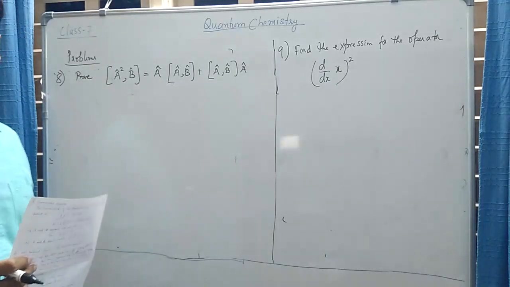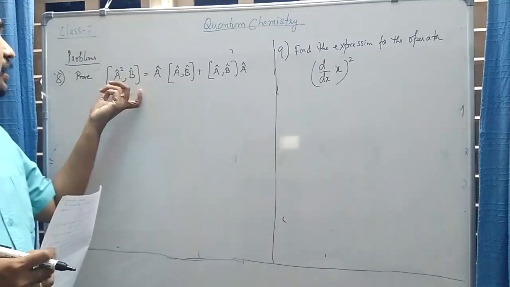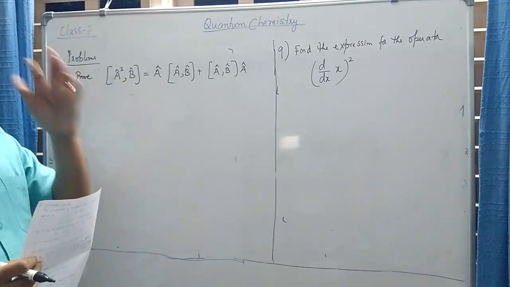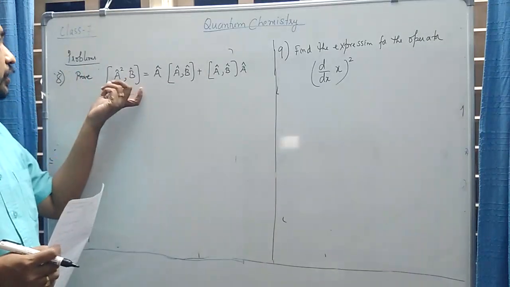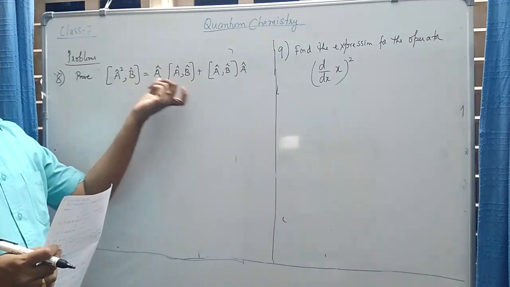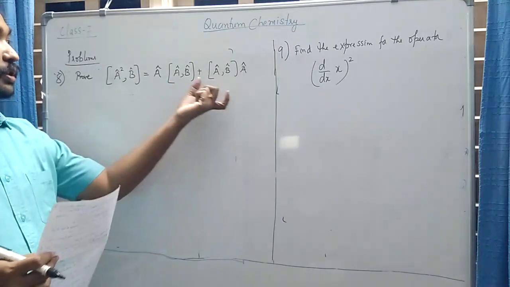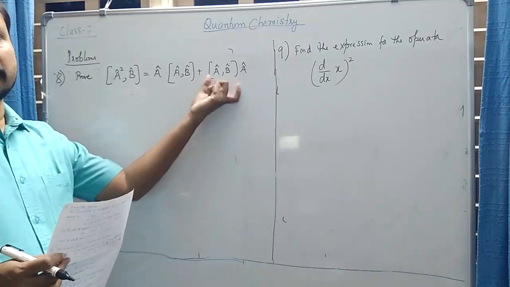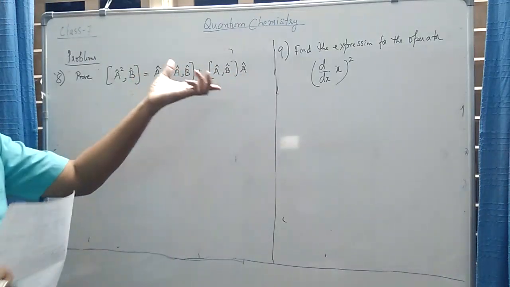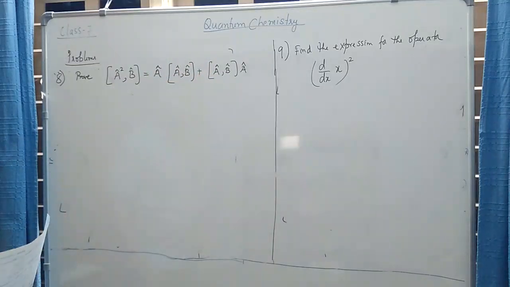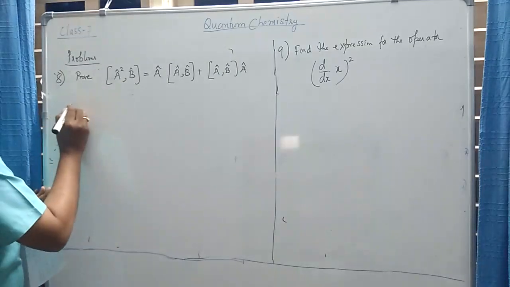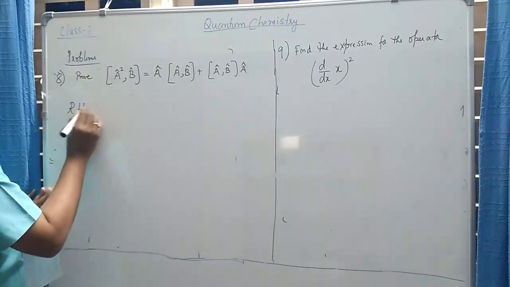Now in problem number 8, we have to prove this equality: the commutator of two operators A² and B. What is A²? It is the square of operator A. So the commutator of A² and B is equal to operator A into the commutator of A and B, plus the commutator of A and B into operator A. To prove this, let us begin from the RHS of this equation and try to end up with the LHS. So the proof has to begin with the RHS.